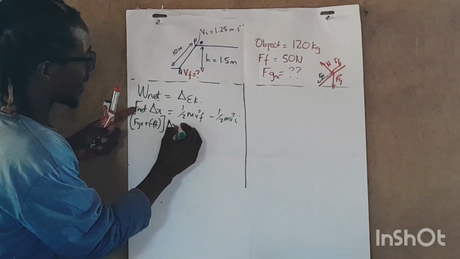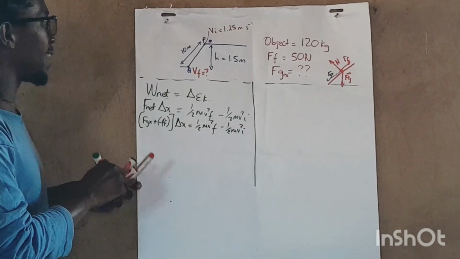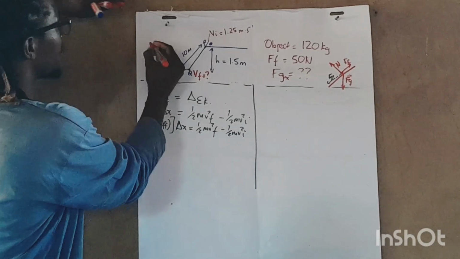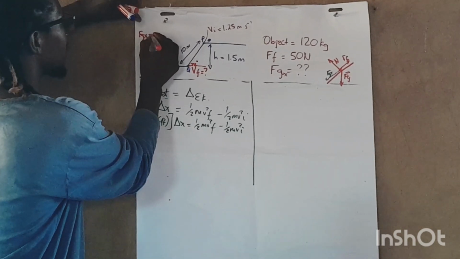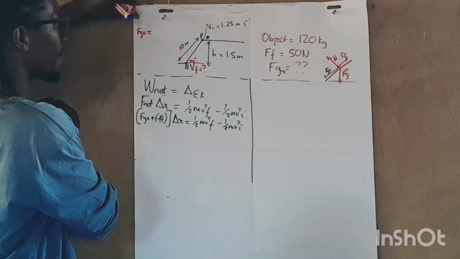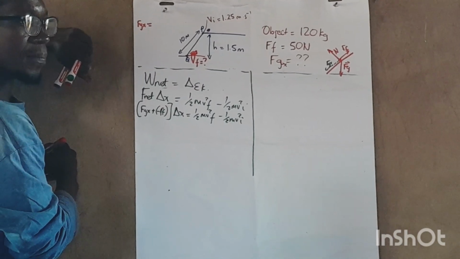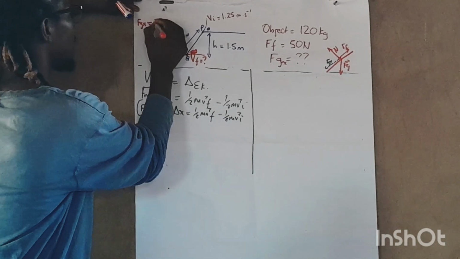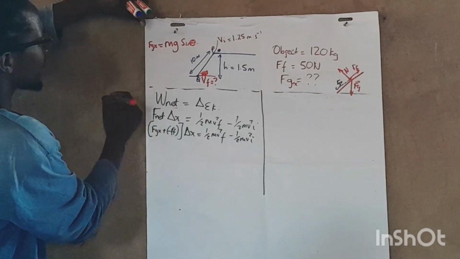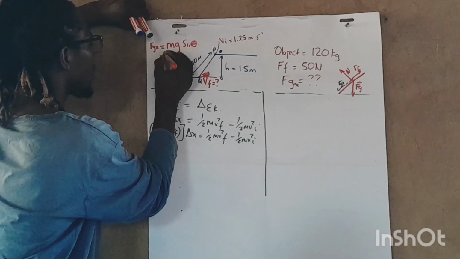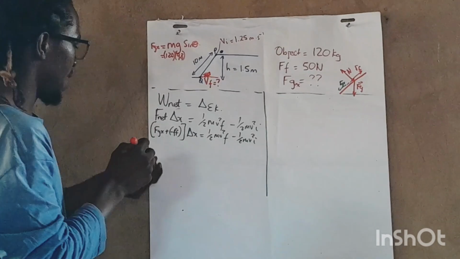Multiplied by change in x, equals half mv squared final minus half mv squared initial. So what is Fg at x? We said this angle was 30 degrees, but let's not put the angle. Fg at x is mass times gravitational acceleration times sine of theta. So it will be equal to the mass 120, gravitational acceleration 9.8.